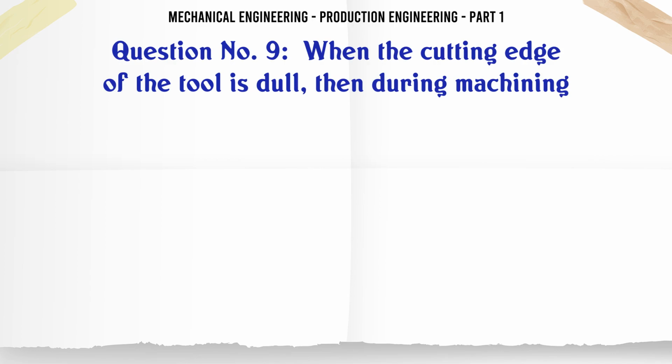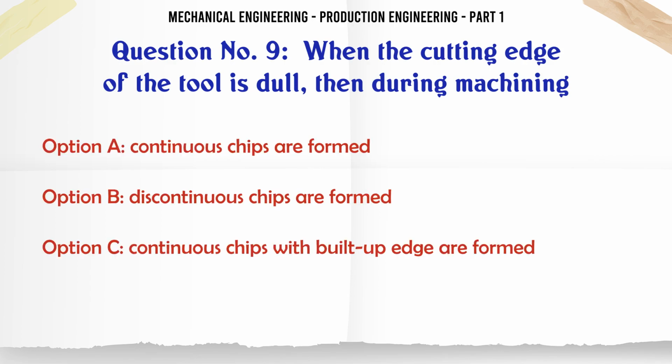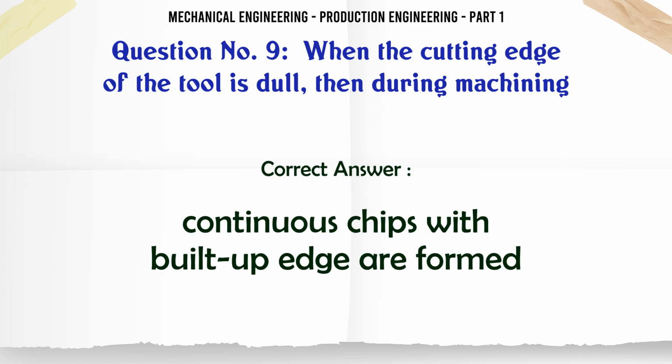When the cutting edge of the tool is dull, then during machining A. continuous chips are formed. B. discontinuous chips are formed. C. continuous chips with built-up edge are formed. D. no chips are formed. The correct answer is continuous chips with built-up edge are formed.